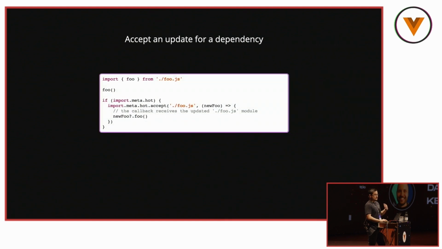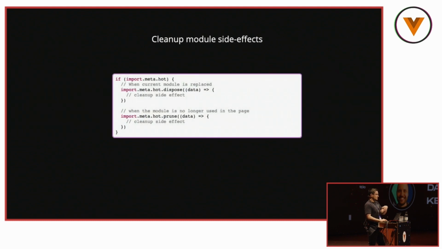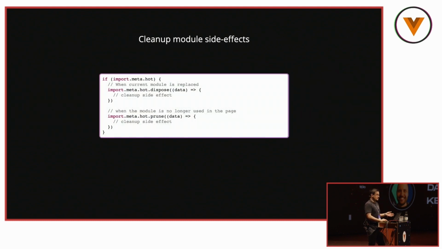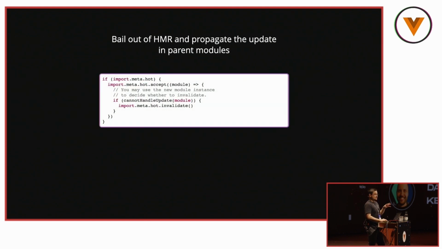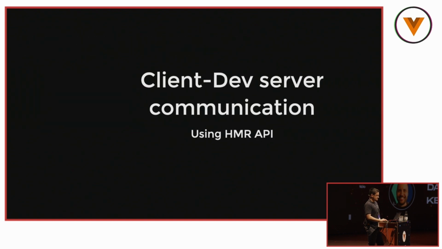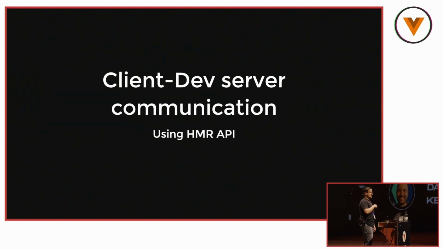You have also a lot of other methods. So for example, this one is for targeting dependencies inside the module. You have methods to clean up side effects in case the module is replaced or no longer used on the page. And you can also decide, oh, I'm no longer going to accept this HMR update. I'm going to propagate it to the parents, and then they take care of it, or the page reloads if nobody does. But the nice thing about HMR in Vite is that it can be used to do some communication between the browser and the Vite dev server.